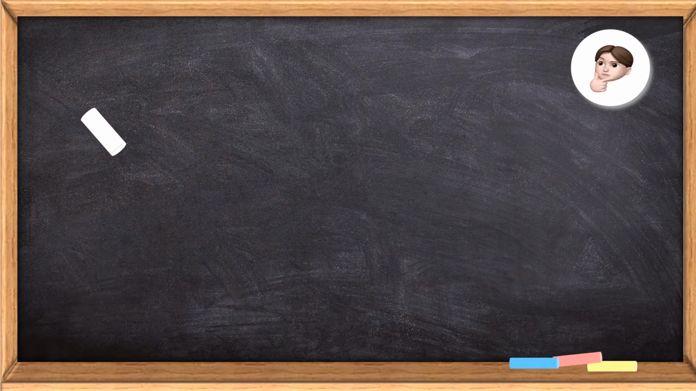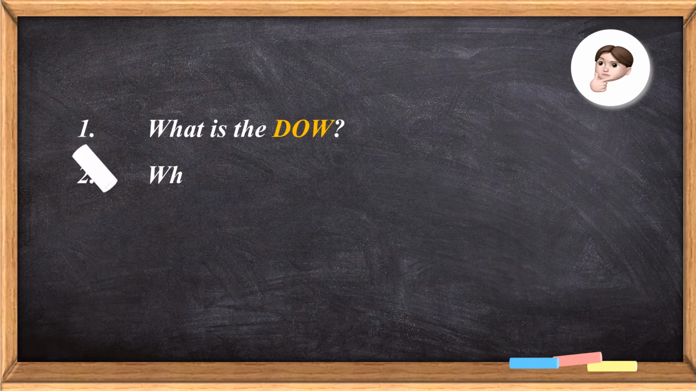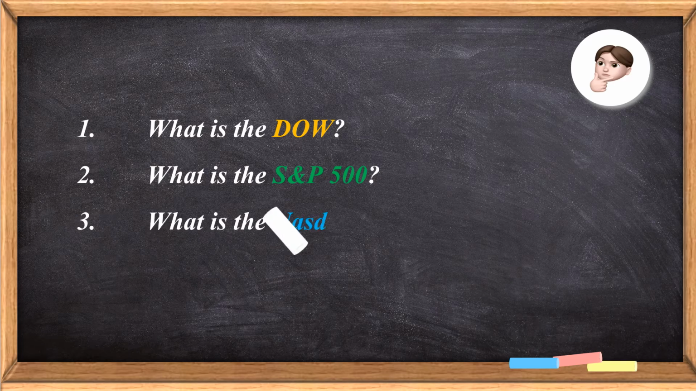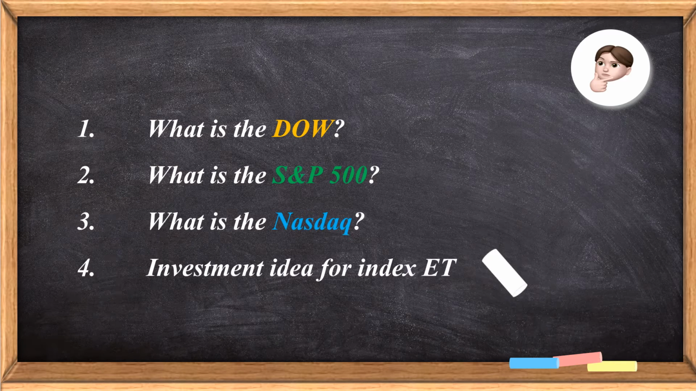You've likely heard news reporters say things like the Nasdaq is up 50 points or the S&P is down 10 points. Today, we're going to talk about first, what is the Dow? Second, what is the S&P 500? Third, what is the Nasdaq? Finally, I would like to explain my investment ideas for index ETFs.